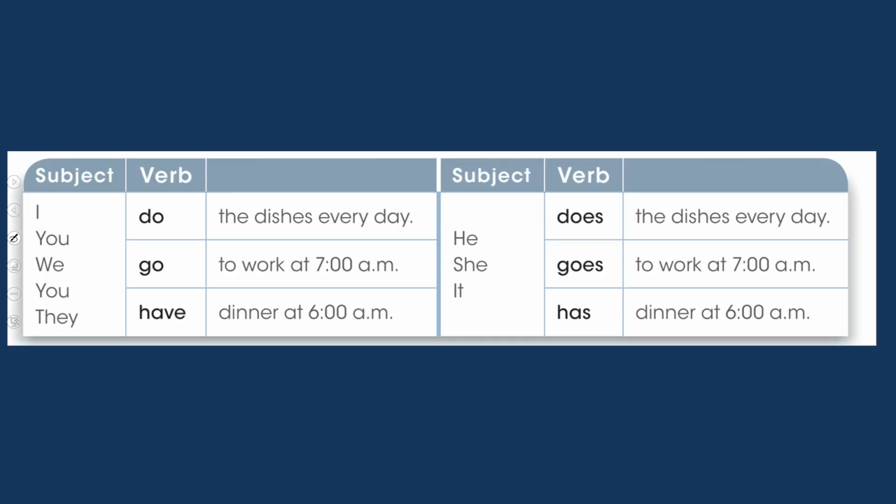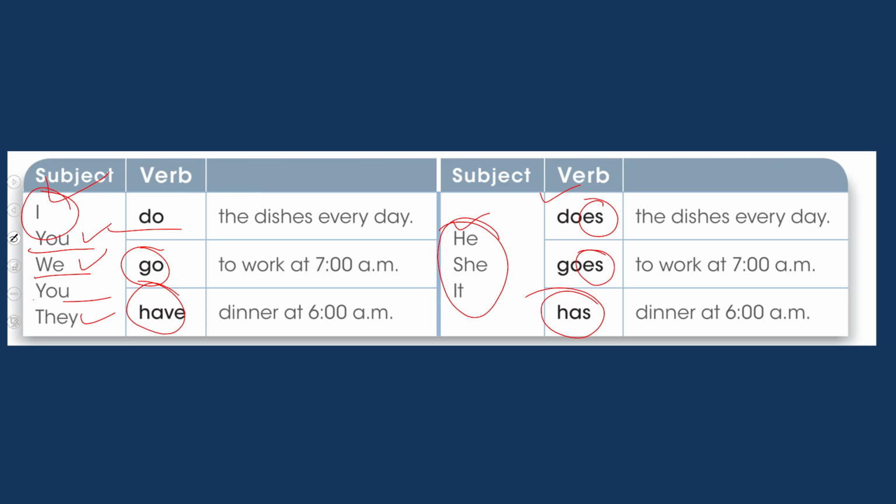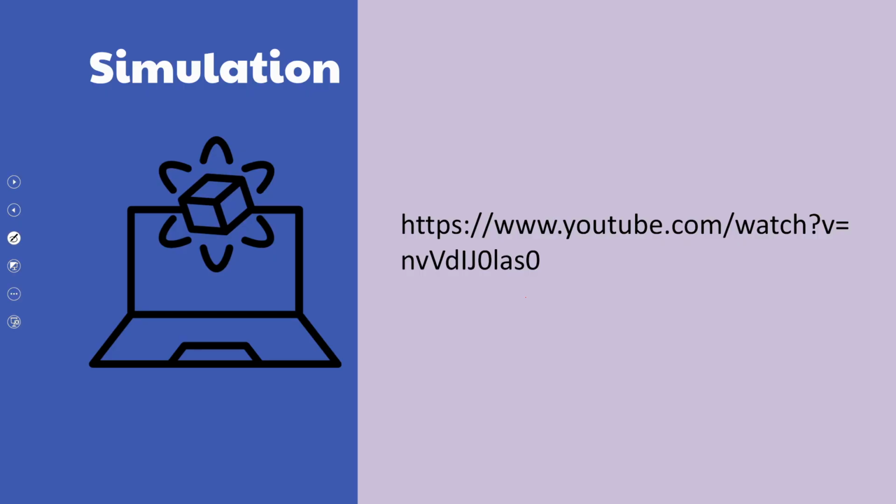Here is another chart. See, when we have the subject I, we use do. When we have I, you, we and they, what will we do? We will not add anything. And when we have he, she and it, what will we do? Do becomes does, go becomes goes, and have becomes has. That's all the rules that you need to memorize.